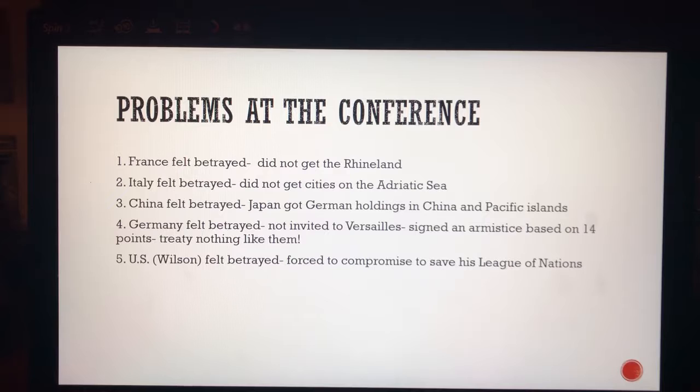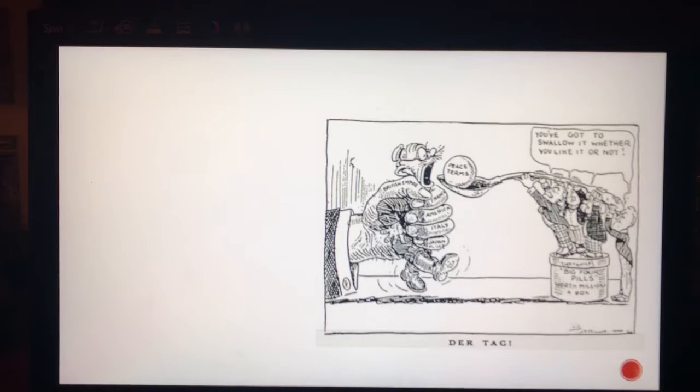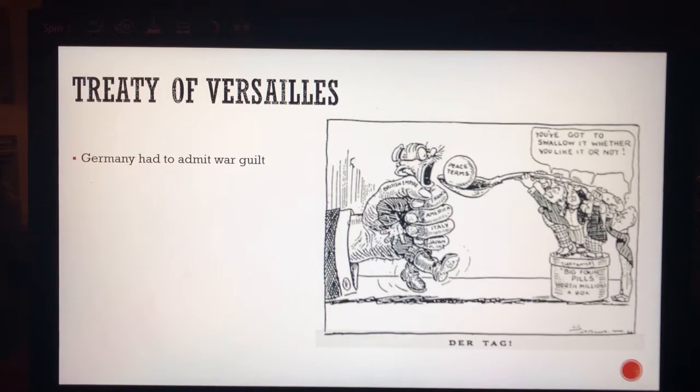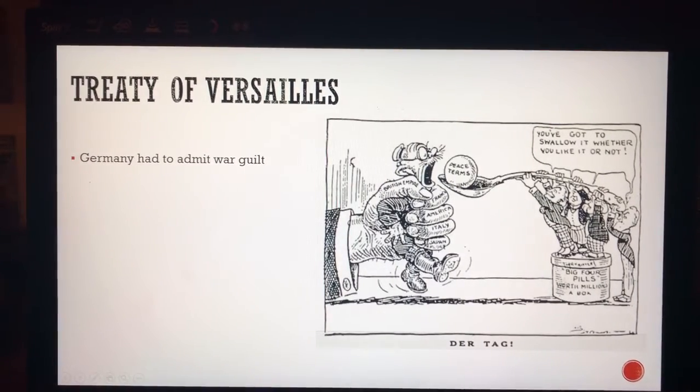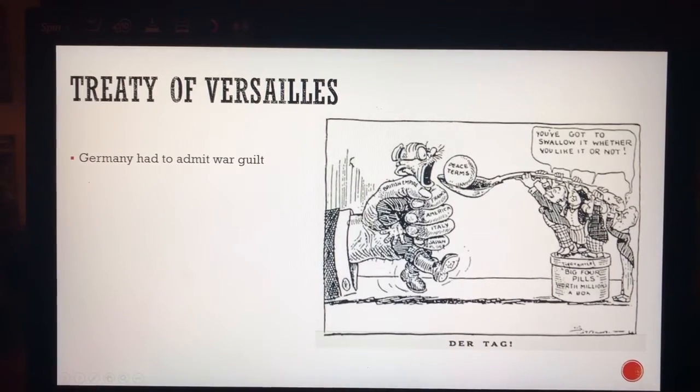Woodrow Wilson's going to feel betrayed because he's forced to compromise everything of his 14 points to save the League of Nations. So the Treaty of Versailles, Germany, and this little dude right here is Germany. They had to admit the war was their fault, but when we go back to MANIA, it was actually Archduke Franz Ferdinand, the assassination of him by Gavrilo Princip, a Serbian, that causes the war. It is not Germany's fault.